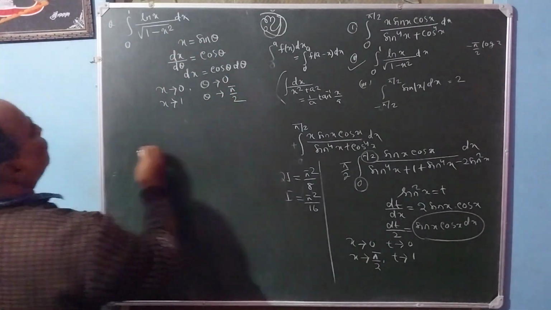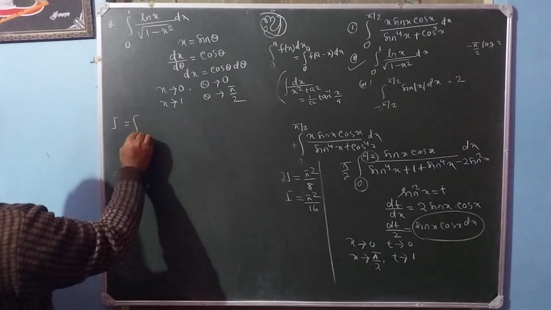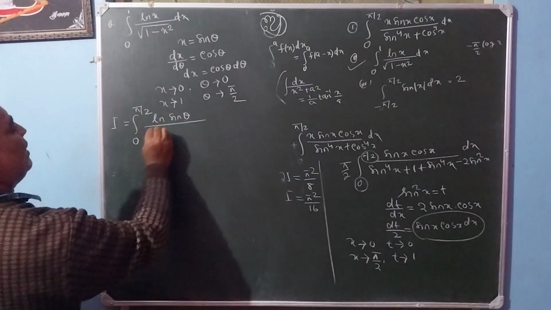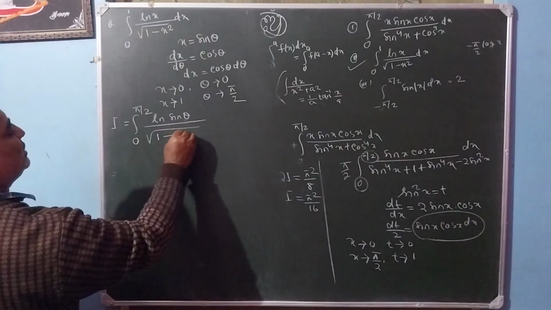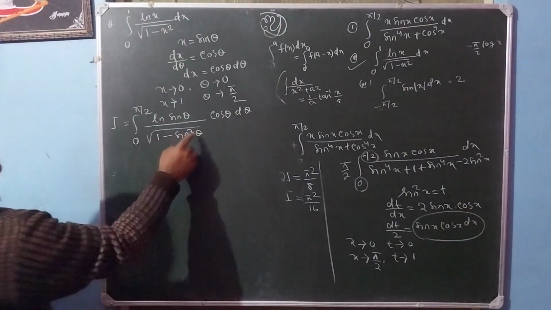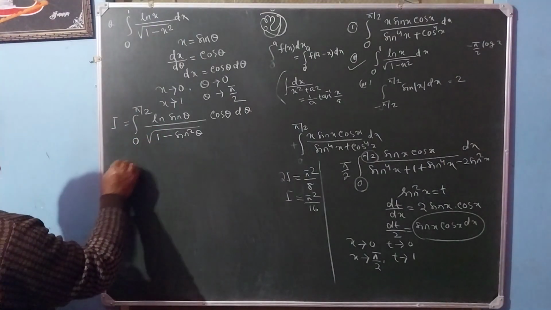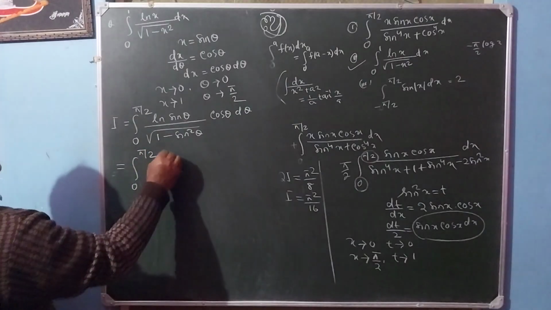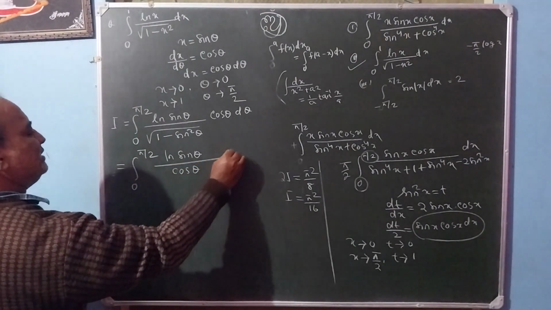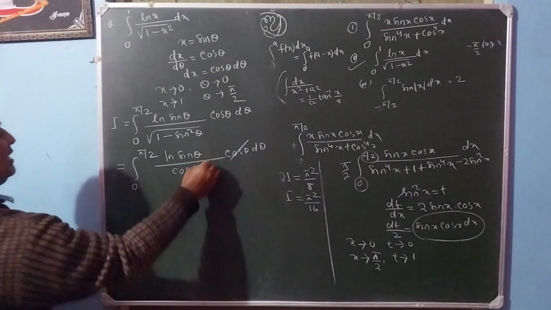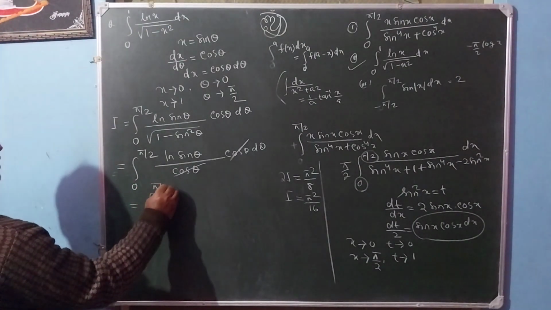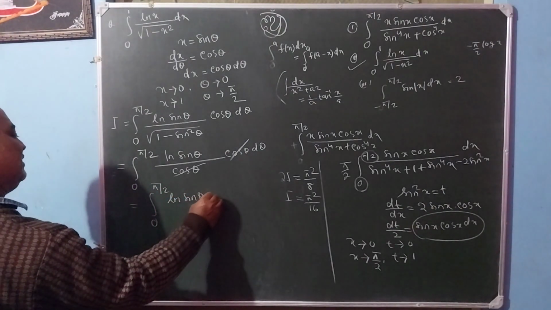by 2. So the integral I becomes 0 to pi by 2, ln sin theta divided by square root of 1 minus sin square theta. In place of dx it is cos theta d theta. 1 minus sin square theta is cos square theta, whose root is cos theta. Ln sin theta divided by cos theta, into cos theta d theta. So this cos theta cancelled with this. So we get integration from 0 to pi by 2 ln sin theta d theta.